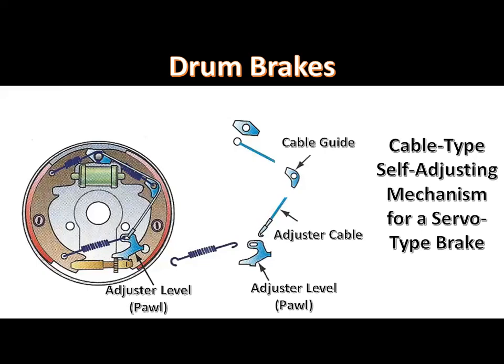Most drum brakes have a self-adjusting mechanism. The self-adjusting mechanism for the servo-type brake contains a cable attached to the anchor pin. The adjusters are usually opposite the anchor pin. The lower end of this cable is connected to a pivoted adjusting lever mounted above the star wheel. A spring holds the adjusting lever downward against the star wheel. As the brake lining wears, the outward shoe movement increases when the brakes are applied.